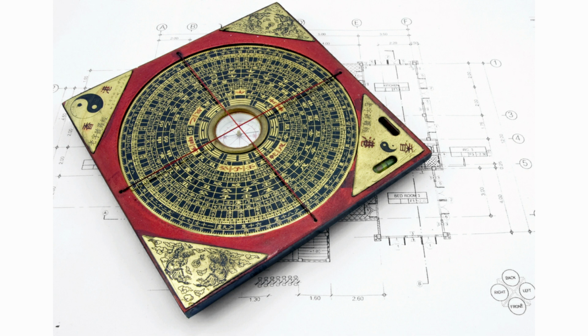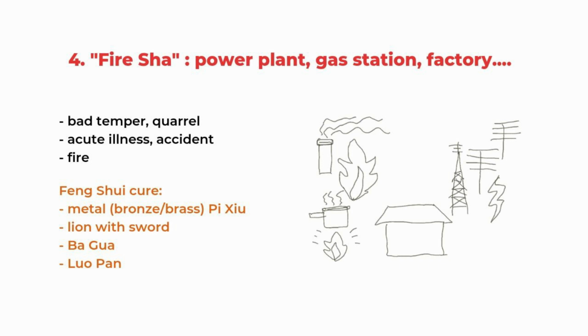Many people use a smaller luopan and hang it to face the sha direction because luopan has all the symbols of bagua and Yi Jing. So it's a powerful tool to bring protection too.